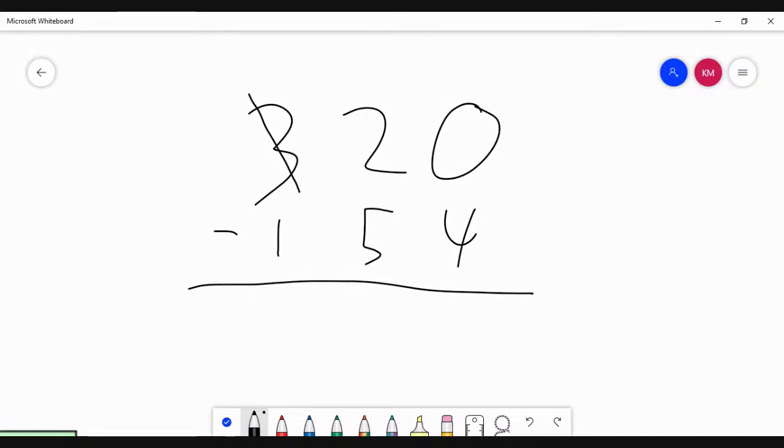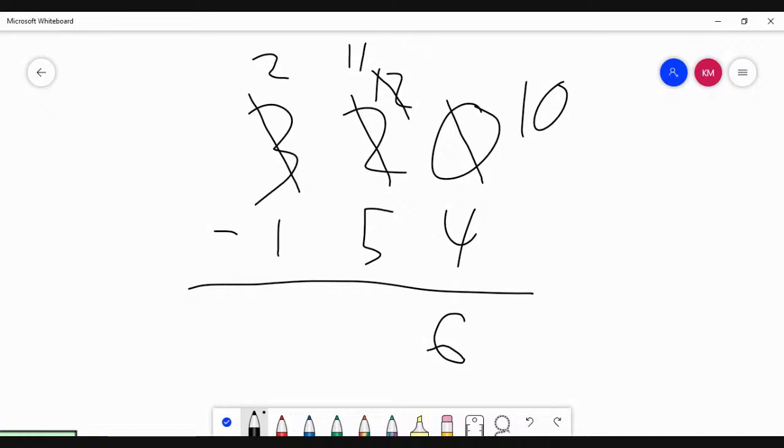So, for the 3, I take away 1, which gives me my 2. Then I add 10 to the 2, which gives me 12. I take away 1 from the 12, which gives me 11, and add 10, which gives me 10 for my 0. Simple enough? So then 10 minus 4 gives me 6. 11 minus 5 gives me 6. And 2 minus 1 gives me 1.